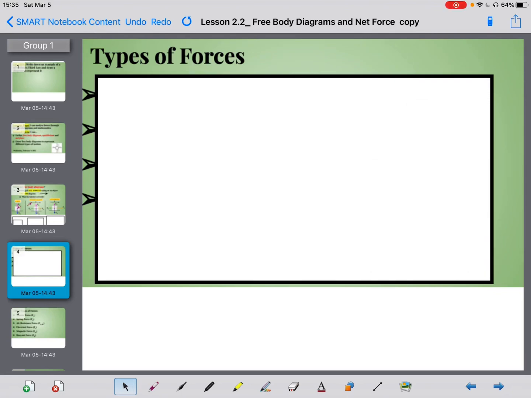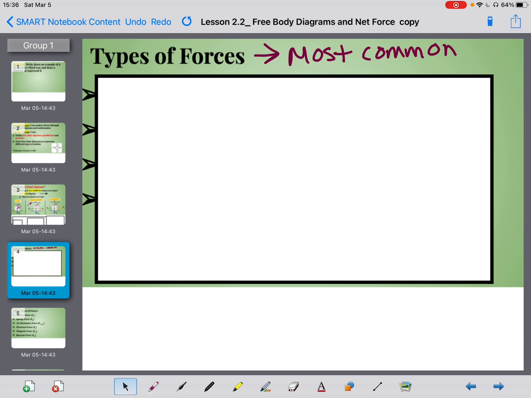So this is part 2 of lesson 2.2. As you recall from our free body diagrams, we usually saw 4 main forces on each of those 3 free body diagrams. These types of forces are your most common ones, okay? So most times, more often than not, you will see these following 4.